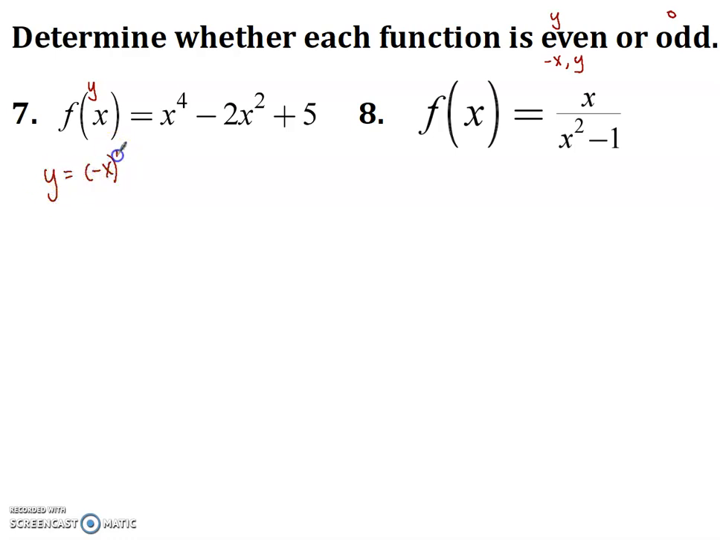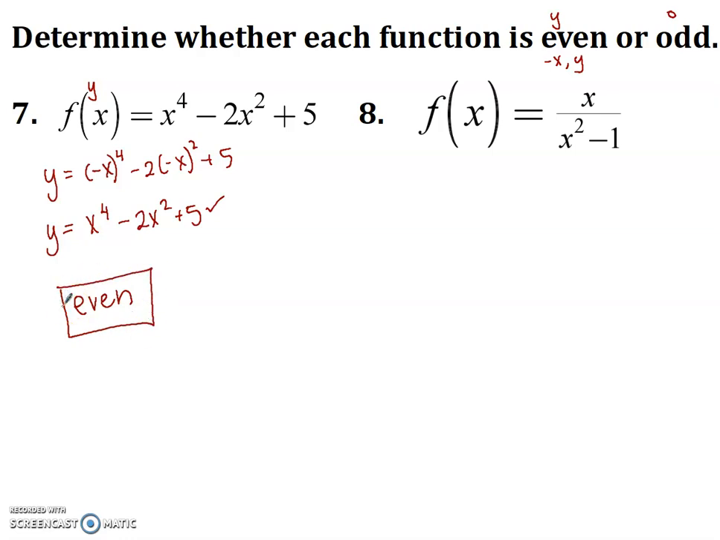Same thing, your test is going to be two steps. Step 1 is show us what you're plugging in. So I'm showing that everywhere I have an x, I'm plugging in a negative x, and I'm leaving the y the same. Step 2 is simplify. Any negative to an even power will become positive. So this is going to stay minus 2x squared plus 5. I can see that this is exactly the same as the original equation, so that means this is an even function. And you don't need to test for anything else, because if it's even, it cannot be odd.